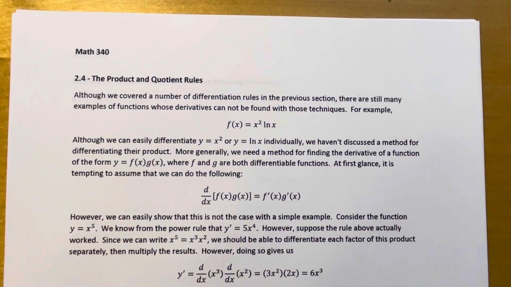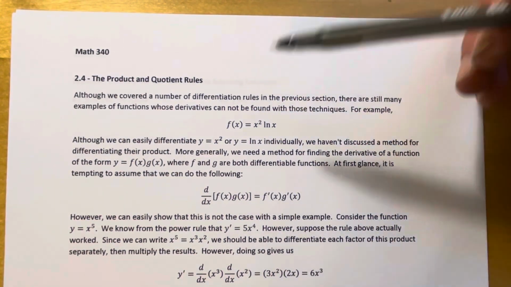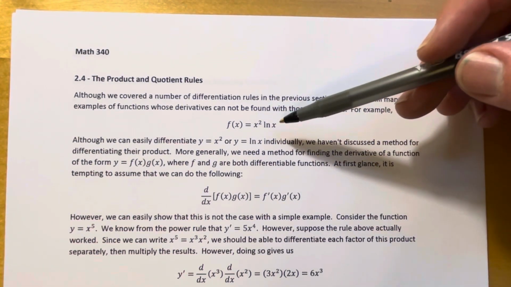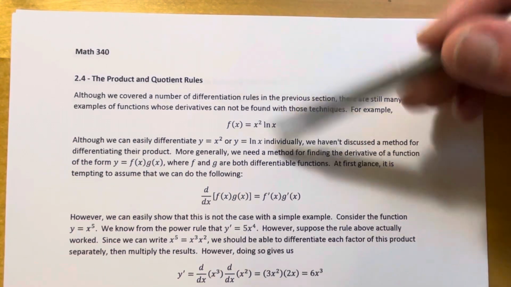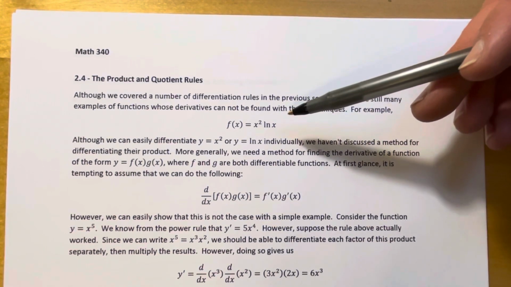So the last section, when you look at all of those different techniques that we covered, that gives us efficient methods for finding the derivatives of a whole lot of different types of functions. But there are still several functions that we cannot take the derivatives of just using those techniques. One example is right here. f of x equals x squared times the natural log of x. There is no way to algebraically simplify this in any way that would make any of those previously discussed differentiation rules usable for this function.